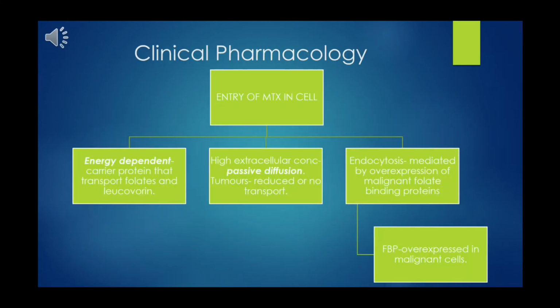Methotrexate enters the cell via three processes. The first process is an energy dependent process and it involves a carrier protein that transports folate and leucovorin into the cell. The second process is a passive process, due to extracellular deposition of methotrexate causing passive diffusion of the methotrexate inside the cell. The third process is endocytosis, which is mediated by overexpression of malignant folate binding proteins causing entry of methotrexate into the cells.